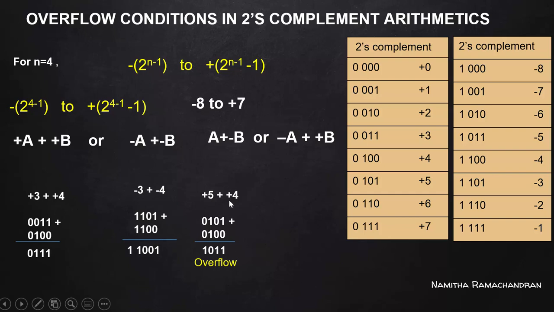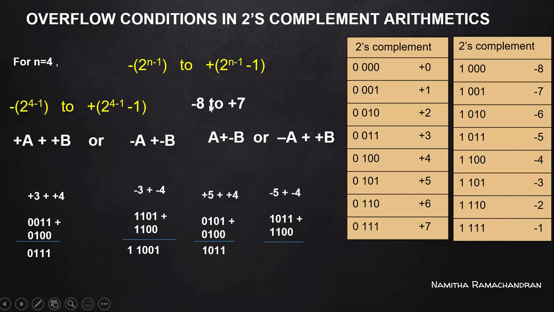In case of overflow, this type of addition generates a wrong answer. It will generate an answer, but the answer does not match the expected result. That is, the generated result is a wrong value. Okay, so another case: minus 5 plus minus 4. The expected result is minus 9.